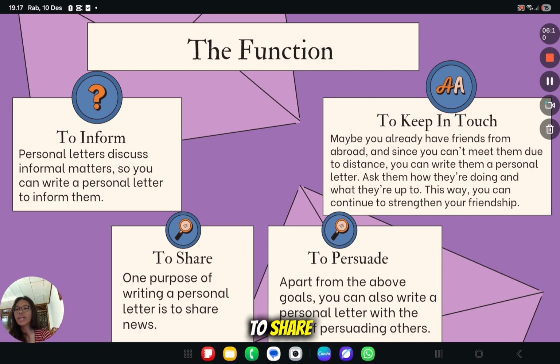The third is to share. One purpose of writing a personal letter is to share news. And the last is to persuade. Apart from the above goals, you can also write a personal letter with the aim of persuading others. For example, you can send them a letter to persuade them to go on holiday to Indonesia. You can tell them about the food or the places that they must visit in Indonesia.